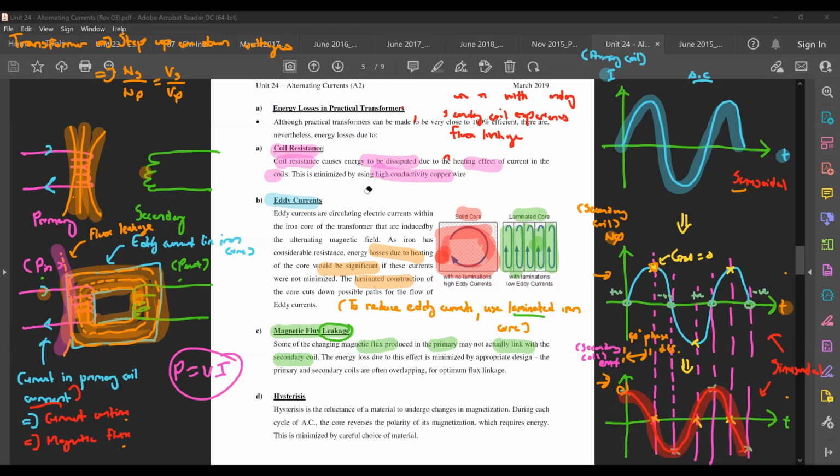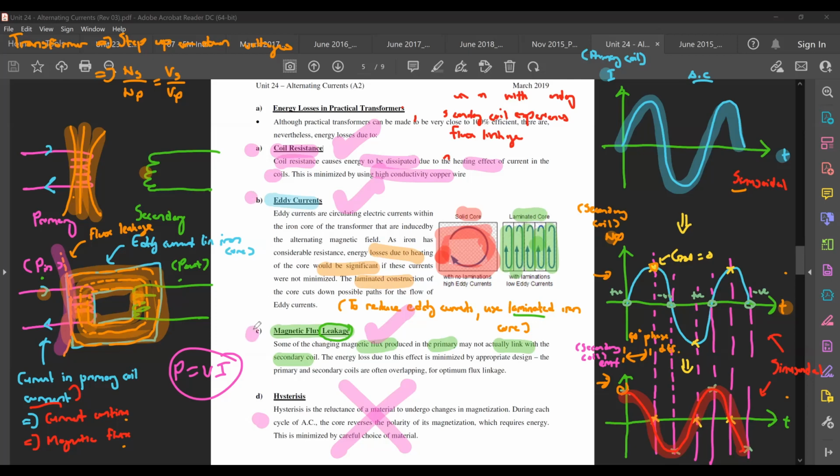Okay, the other one is hysteresis. Hysteresis is the reluctance of a material to undergo changes in magnetization. Now this one, hysteresis, I think I will just skip, because this is not a common thing that they would normally want you to do. As long as you remember these three, you'll be fine. Hysteresis is also another source of energy loss in the transformer, but this is a very, very rare answer. This is not the common answer that they expect you to write. Although you can write this, it's not a common one. I would rather you just remember the first three.